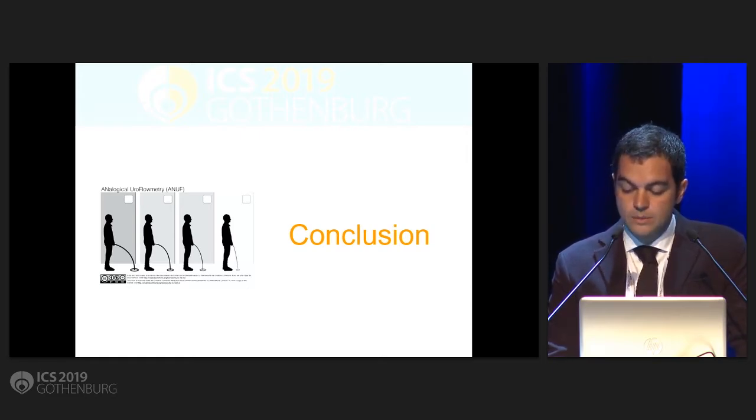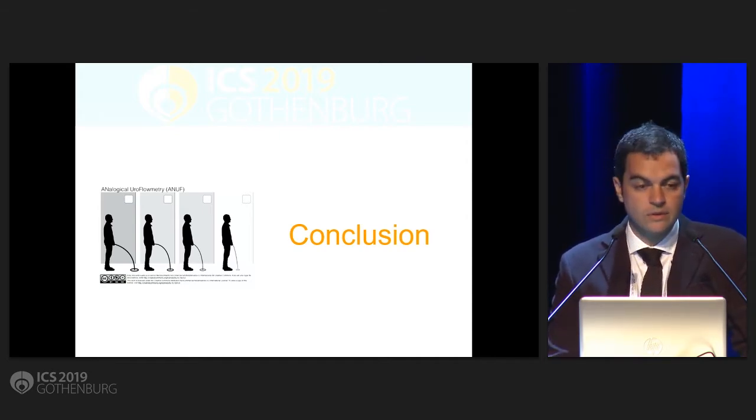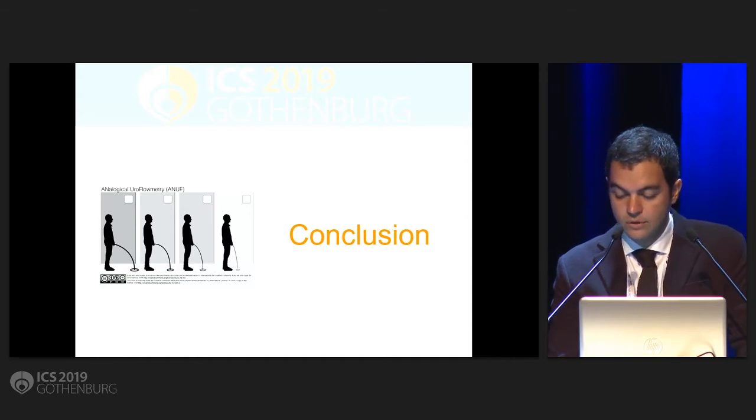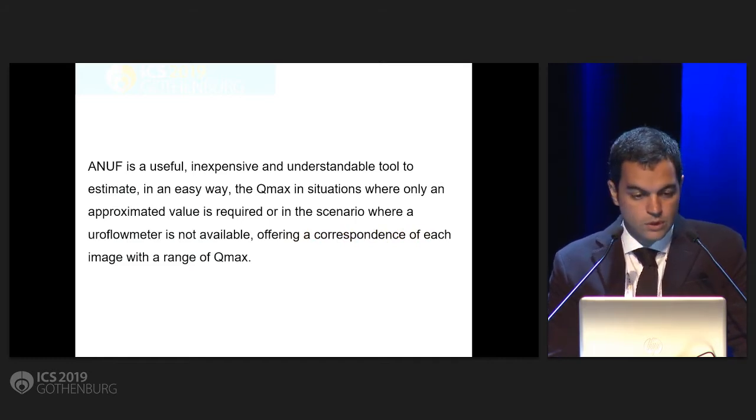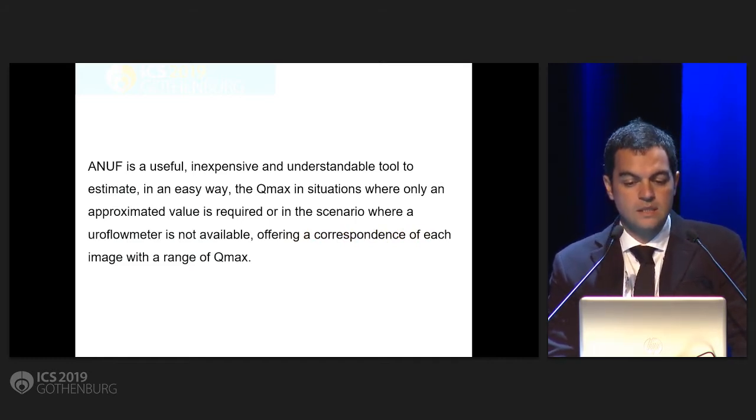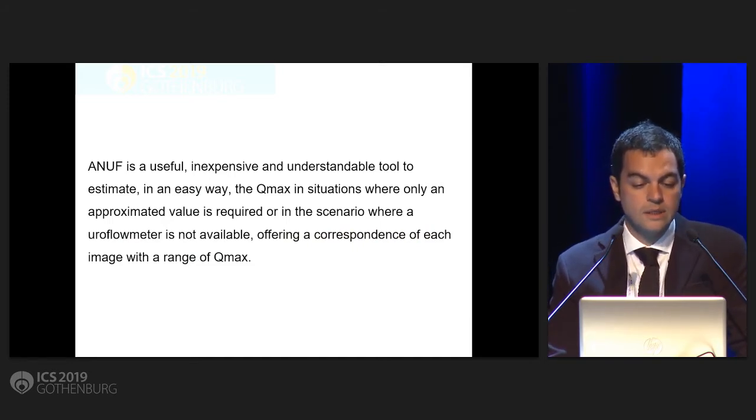Some limitations need to be taken into account. Firstly, obtaining data from a single institution might provide a selection bias. And secondly, it would be interesting to analyze several aspects of ANUF still pending, like, for example, its capability to detect change. So to conclude, ANUF is a useful, inexpensive, and understandable tool to estimate in an easy way the Qmax in situations where only an approximated value is required, or in the scenario where a uroflowmetry is not available, offering a correspondence of each image with a range of Qmax.